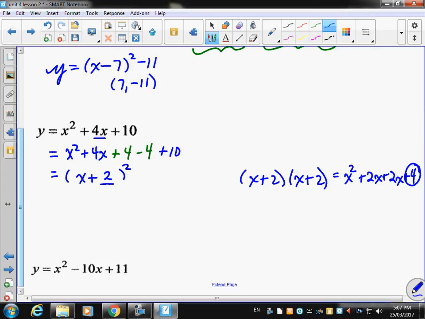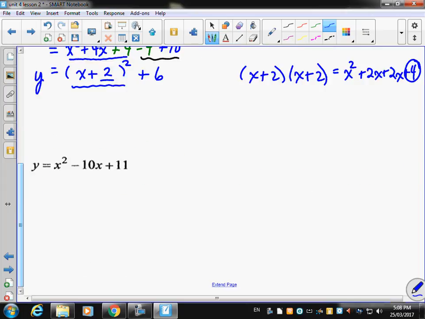So line 1 is identical to line 2, but line 2, for some random reason, I added and subtracted the same number. Line 3. The first 3 terms, x squared plus 4x plus 4, is this beautiful (x + 2) squared. My last 2 terms are like the leftovers. Negative 4 plus 10 is 6. So the first 3 terms get caught up in (x + 2) squared. The last 2 terms are the leftovers, plus 6. I have it in vertex form.